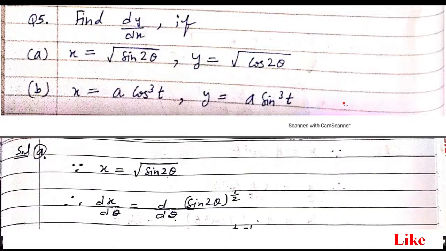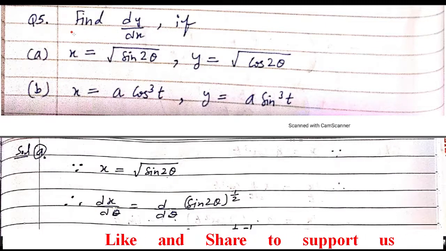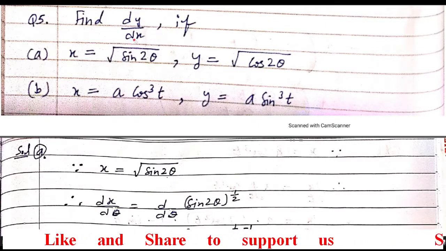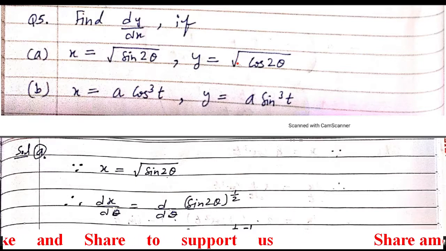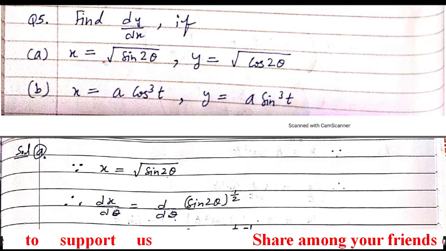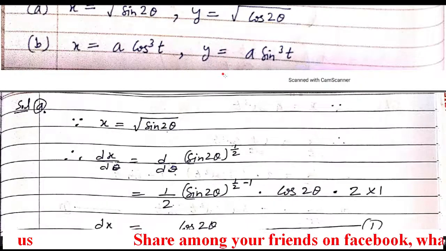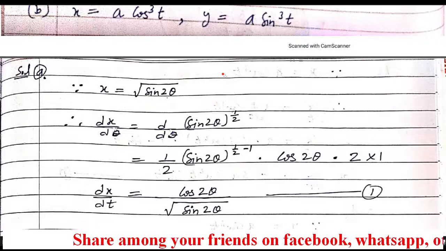Hello everyone, I am going to explain question number 5 and question number 6 from exercise 7.4 from class 12. So we'll start from question number 5. Here we have to find out dy over dx when x and y are given in different parameters. So in part A, we can see that x and y are given in the form of theta. So we'll differentiate x and y separately with respect to theta.